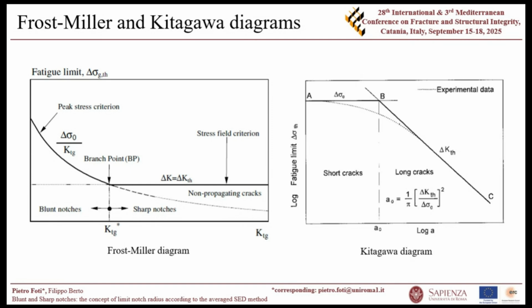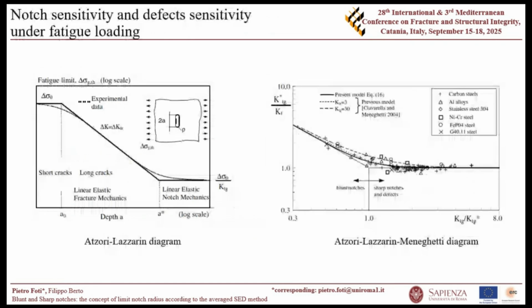I reported here also the Kitagawa diagram that actually deals with defects. And as you can see here, in this diagram, there is a distinction within cracks that are divided by a parameter A0 that is the El Haddad parameter. For cracks having a size lower than A0, we are dealing with short cracks that don't affect so much the fatigue limit, while for long cracks, we have to deal with them through fracture mechanics.